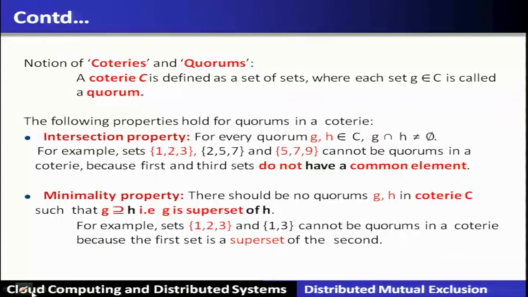The second property which quorums in a quorum set follow is called the minimality property, which says that there should be no quorums, say for example G and H in quorum set C, such that quorum G is a superset of quorum H in C. That means it is violating the minimality property if it is a superset of another quorum. So, for example, the sets {1, 2, 3} and {1, 3} cannot both be quorums. Why? Because {1, 2, 3} is a superset of {1, 3} and therefore the minimality property is violated.